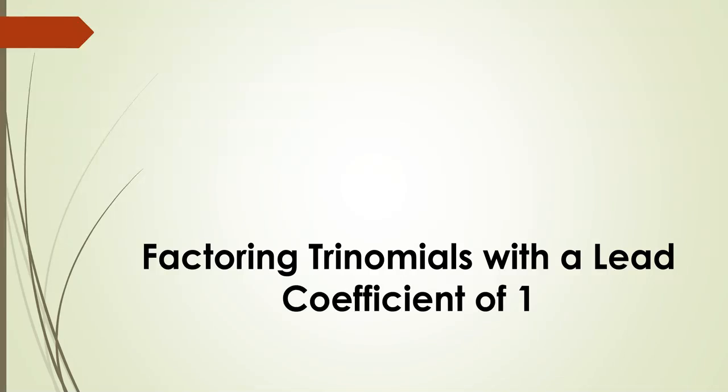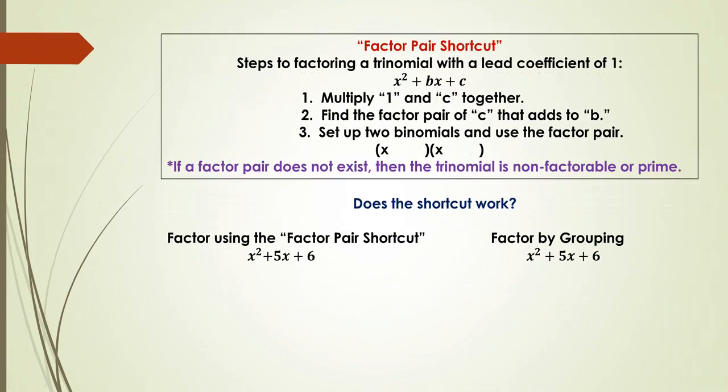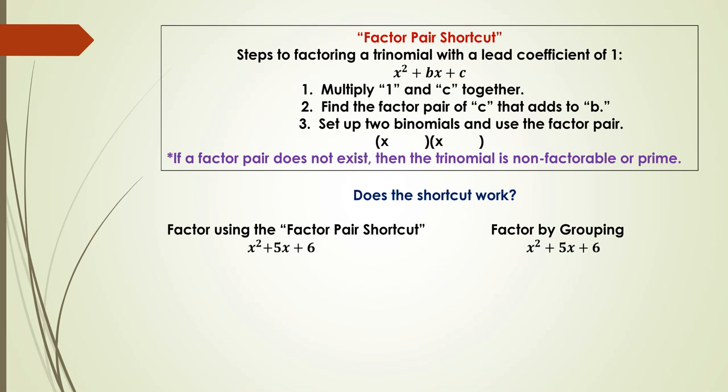In this lesson, we will be factoring trinomials that start with a lead coefficient of 1. When a trinomial starts with the number 1, or you see a trinomial that has an x squared without a number in front, that implies there's a number 1 in front of the trinomial. And we can use what I refer to as a factor pair shortcut to factor the trinomial, where we don't exactly have to go through the entire grouping process like we did on the previous lesson.